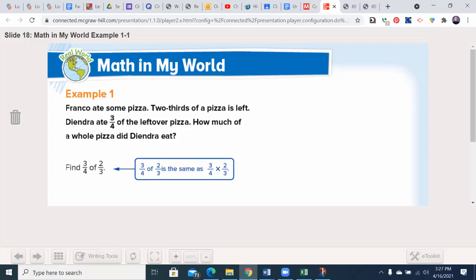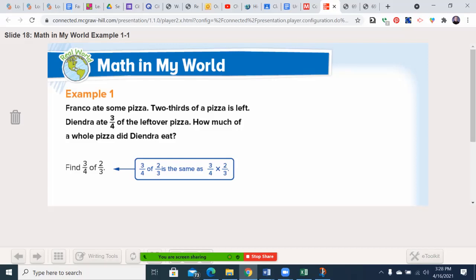There are some words above this saying multiplying fractions is similar to multiplying a whole number and a fraction. To multiply fractions, multiply the numerators and multiply the denominators and simplify them. All right, so Franco ate some pizza. 2/3 of a pizza is left. Deandra ate 3/4 of the leftover pizza. How much of a whole pizza did Deandra eat?